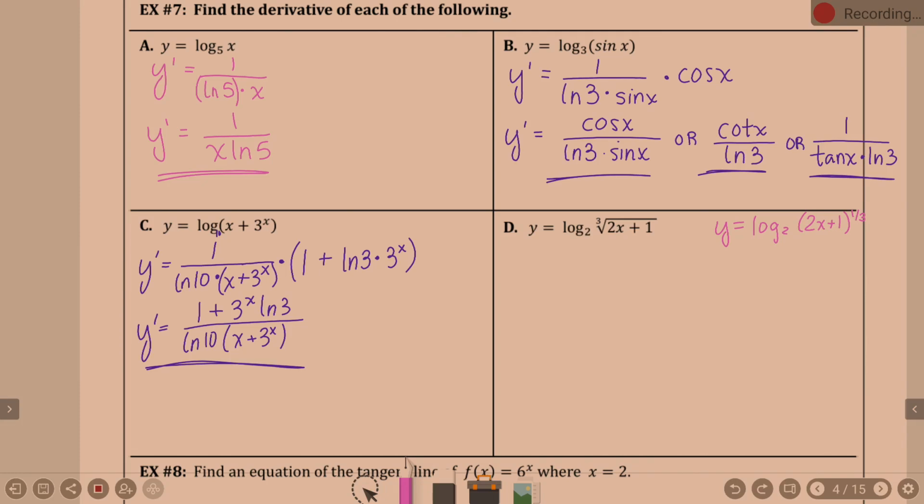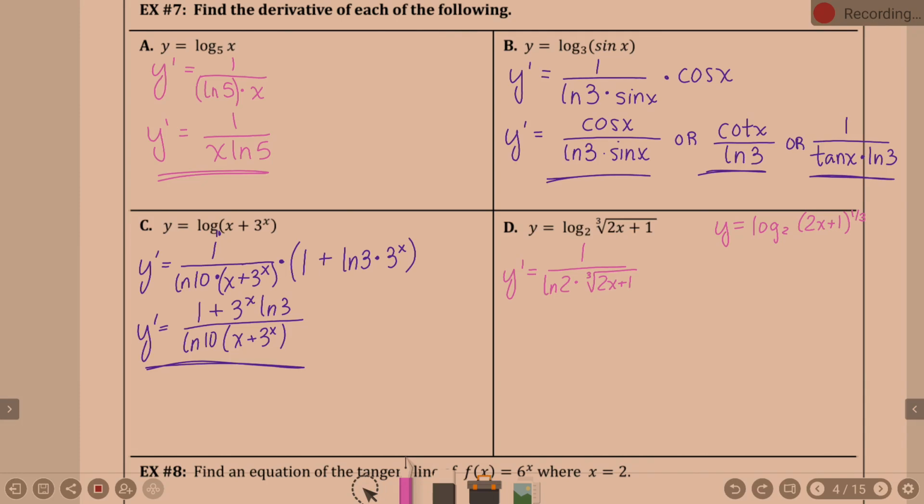Y prime. What's my log rule here? 1 over natural log of 2 times the cube root of 2x plus 1. And you could write it as 2x plus 1 to the 1/3. I might have to later, but I don't right now.